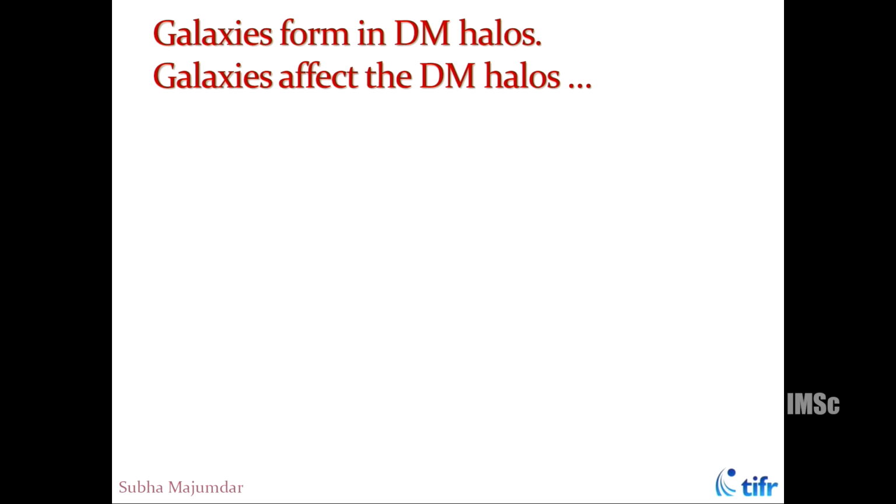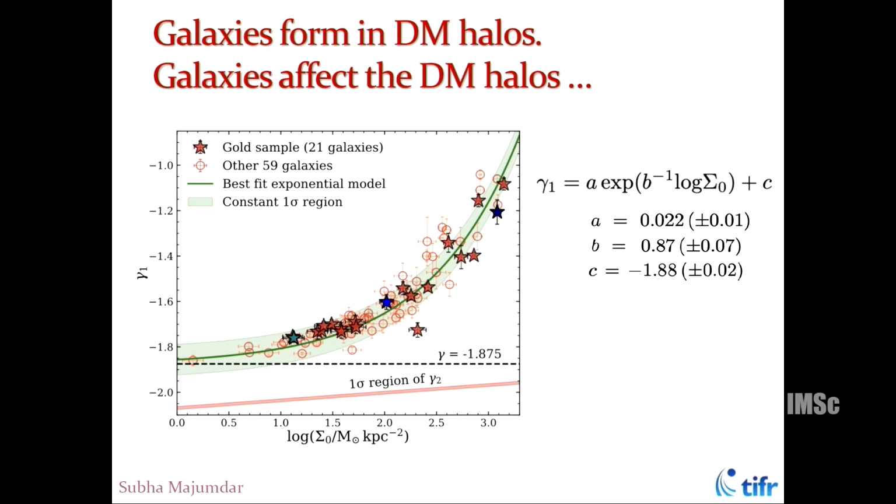How? I can show this from this last figure. If you look at the inner slope and the surface density of baryons, you can see that the inner slope is exponentially related to the surface density of baryons. A very, very tight relation. So if I have a larger concentration of baryons, it will change your inner slope. And the idea is very simple.